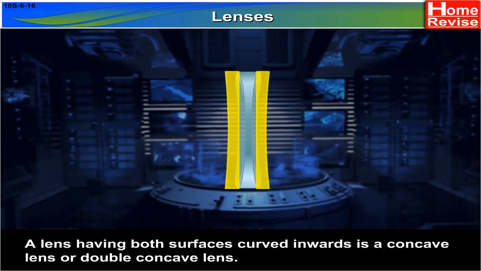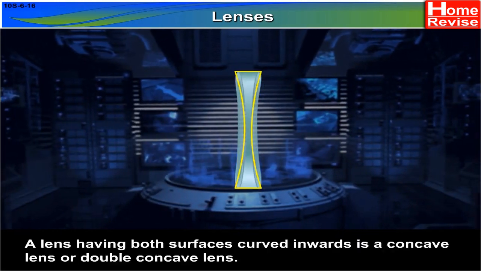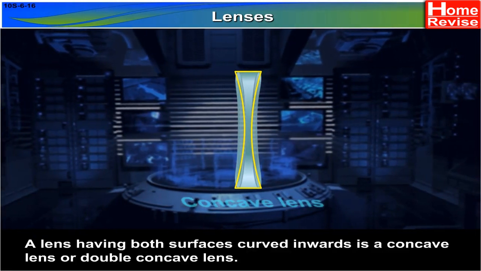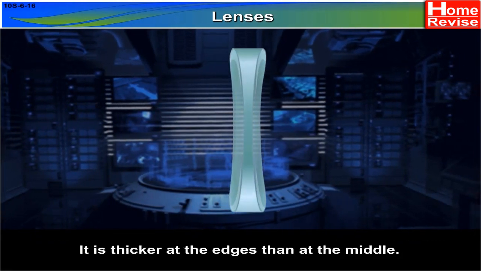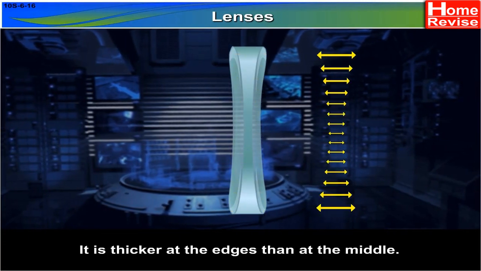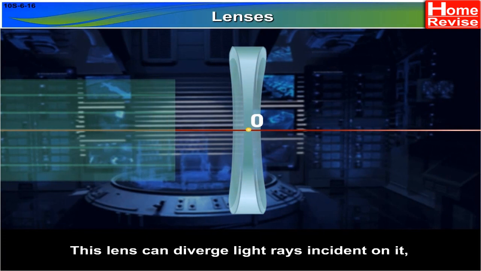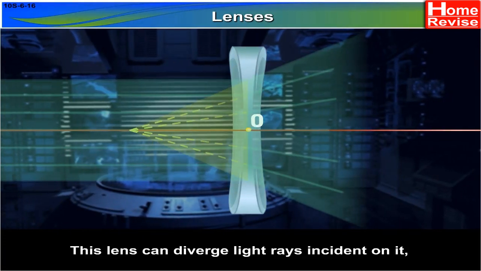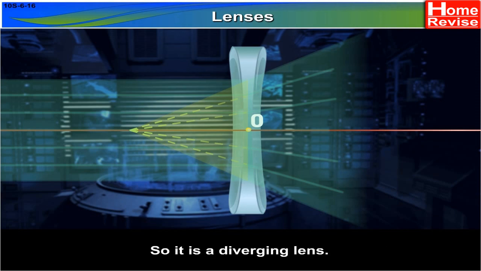A lens having both surfaces curved inwards is a concave lens or double concave lens. It is thicker at the edges than at the middle. This lens can diverge light rays incident on it. Have a look at the figure. So, it is a diverging lens.